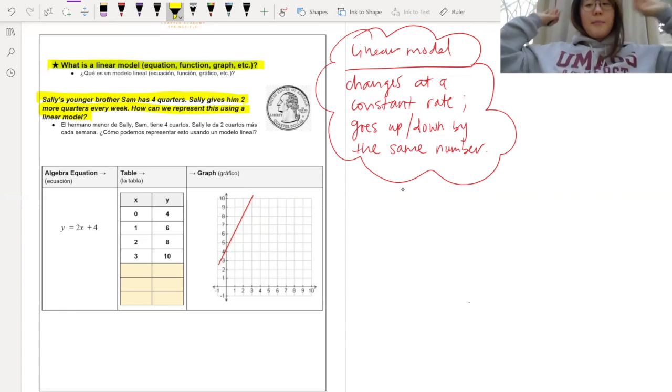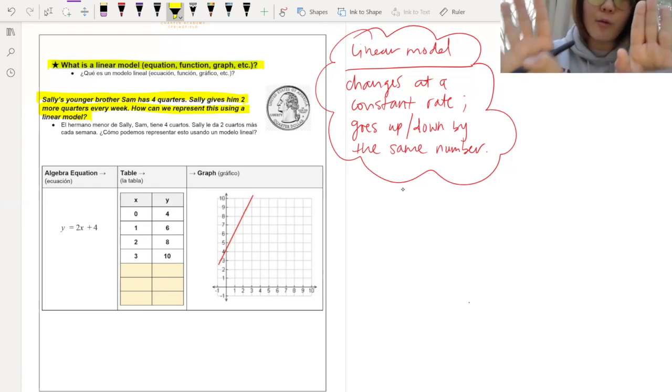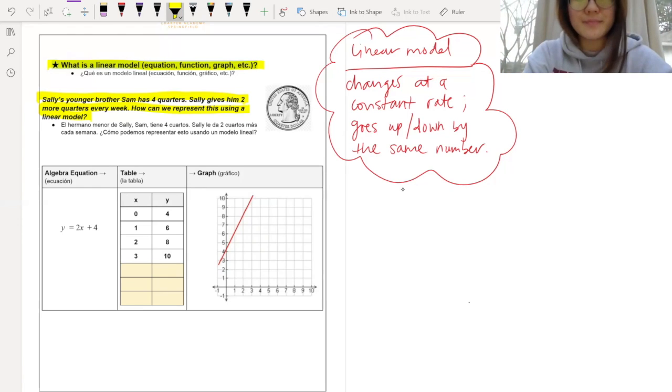So take a moment and pause. I just threw out a lot of information at you. Take a moment and think about the situation, and ask yourself these questions. How many quarters does Sam start off with? How much money does Sally give him? What are some questions that you have about the situation? Pause your video and ask yourself those things.